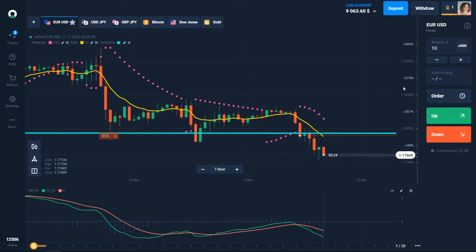Now that we understand basically how the multiplier will help with our profit, I'm going to show you some live examples as well. Now that we understand about profit, we also have to consider the flip side of the coin.